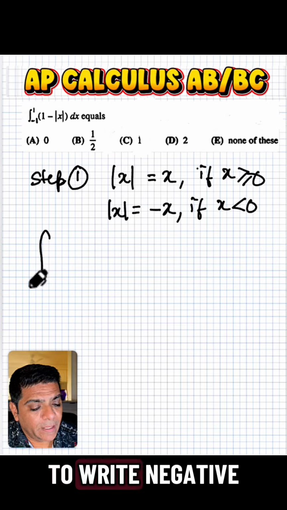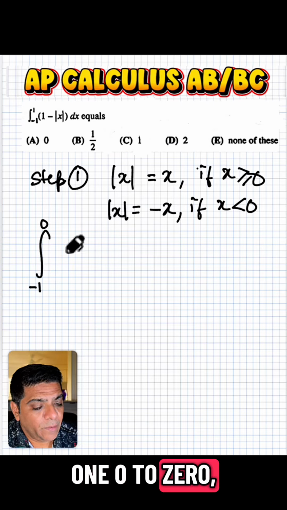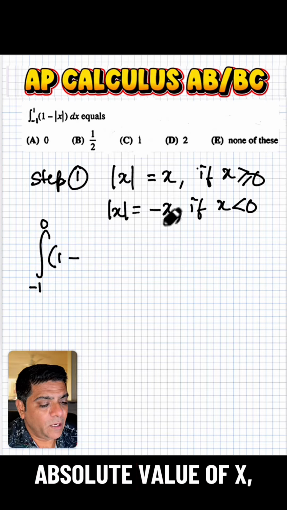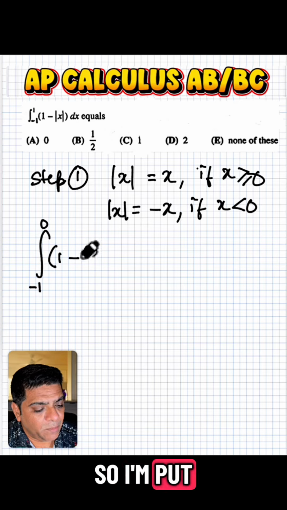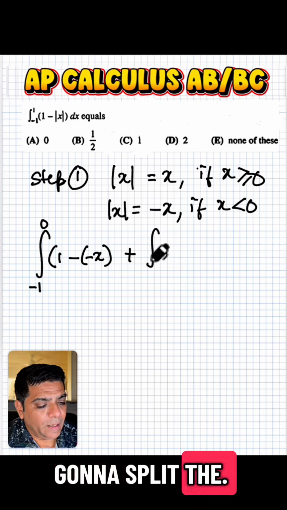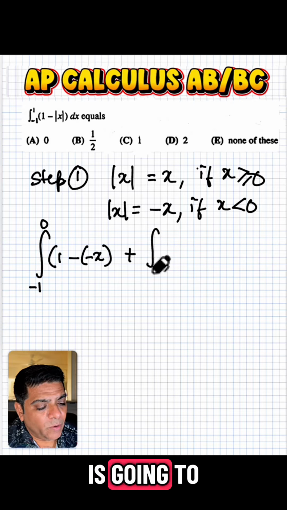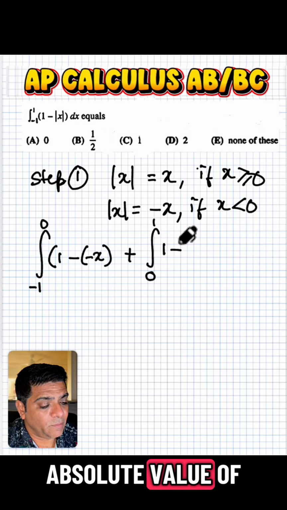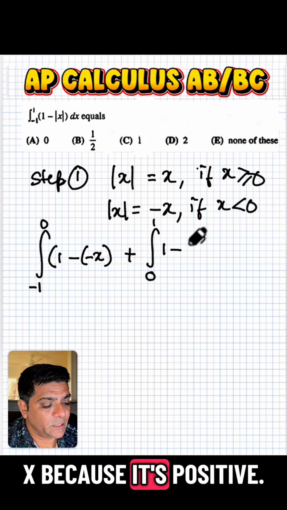So I'm going to write -1 to 0, and then we are going to write 1 minus, now in this absolute value of x, in this case we just said was negative x, so I'm going to put negative x here. And then the next part, the positive part, is going to be from 0 to 1, and then in this case I'm going to write 1 minus absolute value of x is going to be simply x because it's positive.